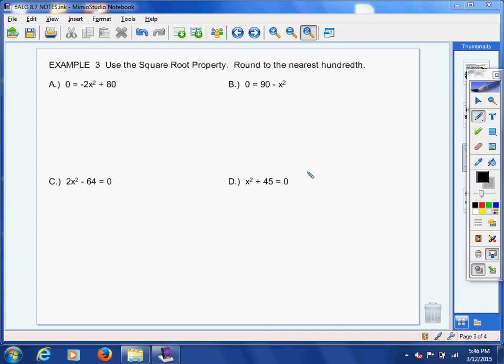On 8.7, we're going to do example 3. We're still using the square root property because we don't have that middle term. And this time we're not going to get integer answers or real cute, neat, simple answers. You're actually going to need your calculator. Okay, so put me on pause for just a second and grab your calculator because you're going to need it.